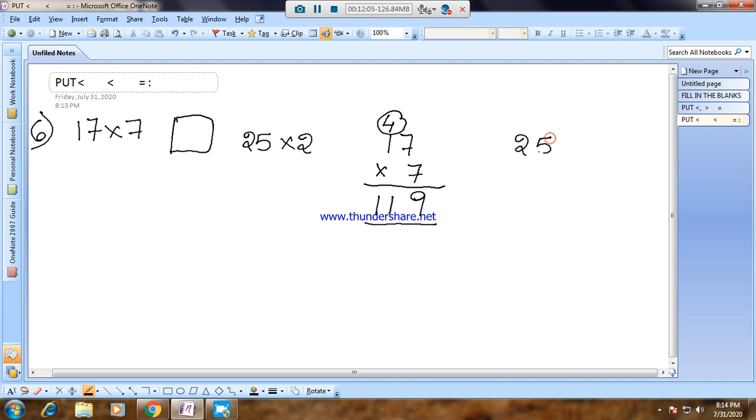Now 25 twos are. 2 fives are 10, 1 carry, 0 down, 2 twos are 4 plus carry 1, 5. So here the answer is 119 and here the answer is 50. Which is the bigger one? 119 or 50? Yes, 119 means this is the bigger one. So automatically the first number is the bigger one. We'll keep the greater than symbol. Okay. Now we'll move on to the next.